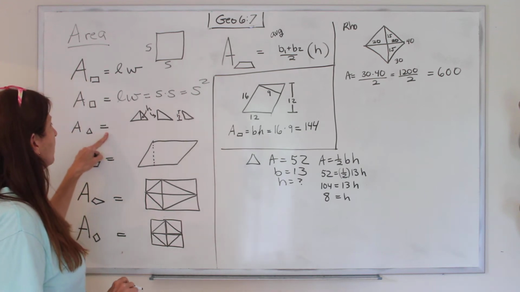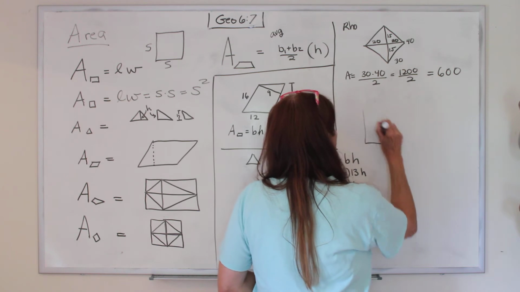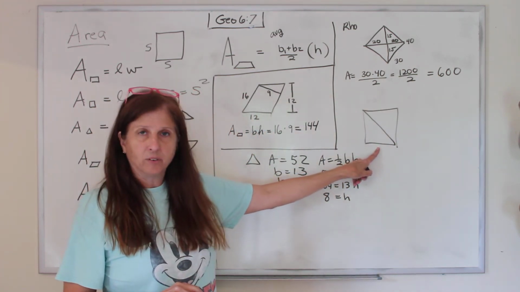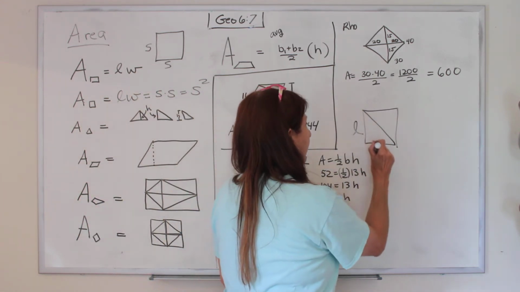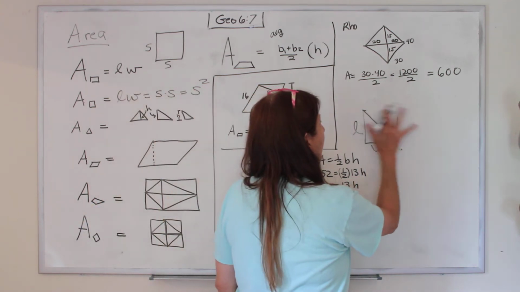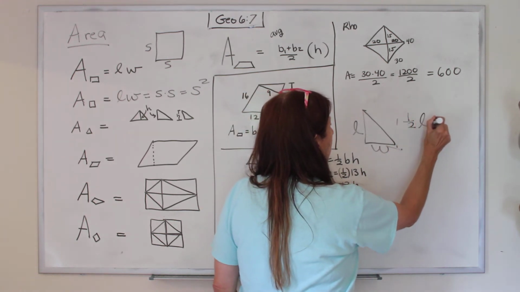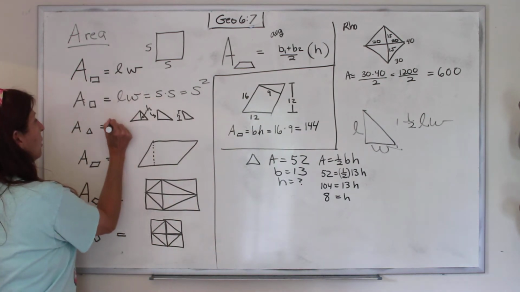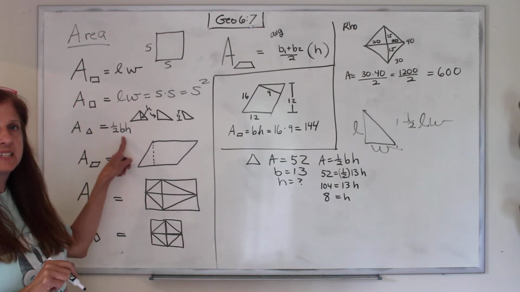Okay, the next one is a triangle. Have you ever noticed that if you have a triangle and you double it, what shape do you have now? You have a rectangle. And what is the formula for a rectangle's area? Length times width. So what's the formula for a triangle? It's 1/2 length times width. Or, how we're more used to seeing it, we call it 1/2 base times height. But really, it's the same thing.